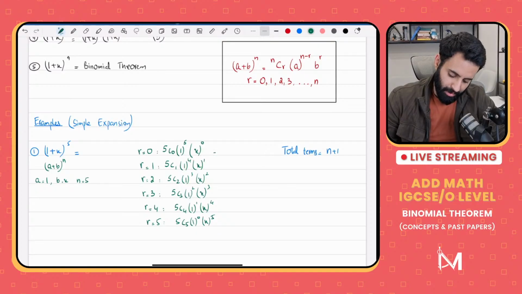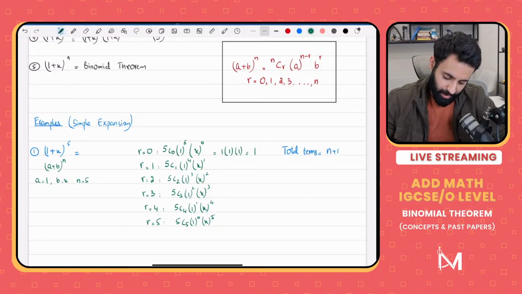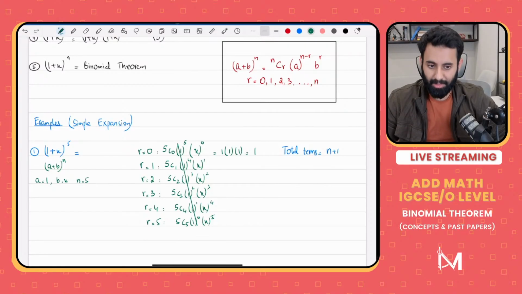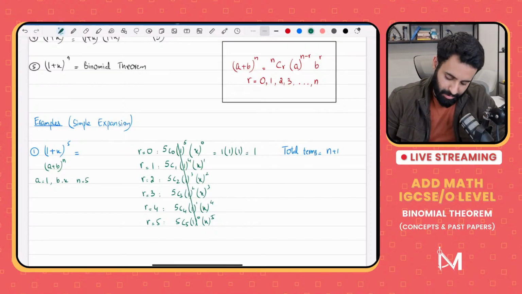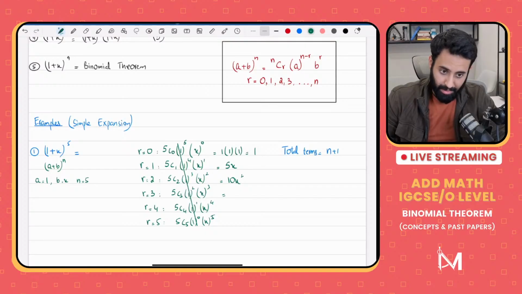Okay? Now work out these terms, figure out 5C0 using your calculator. You'll notice that's 1, 1 power 5 is also 1, x power 0 is also 1. So that means the first term is just equal to 1. Now what we can do is completely ignore this column, and the reason we can do that is because it's just 1. 1 raised to whatever power will always be 1. Now 5C1 is 5, x power 1 is x, 5C2 is 10, x power 2 is x squared, 5C3 is also 10, and then we have x cubed, 5C4 is 5, so that's going to be 5x power 4, and then 5C5 is 1, so it's going to be x power 5.